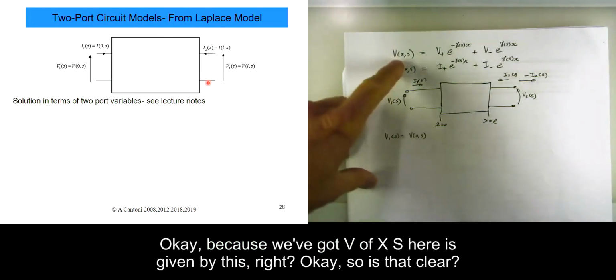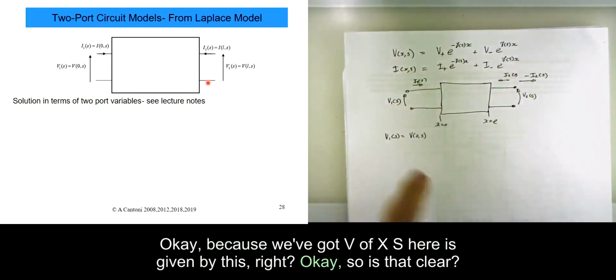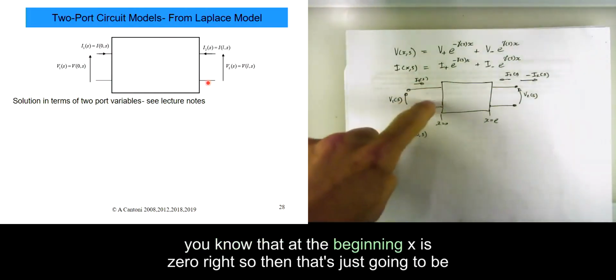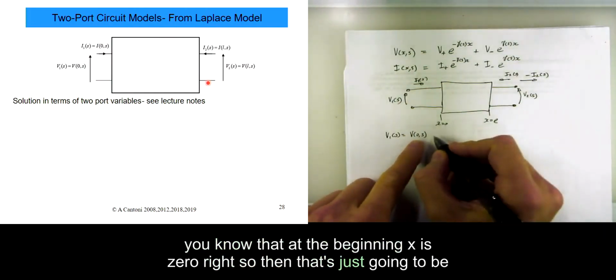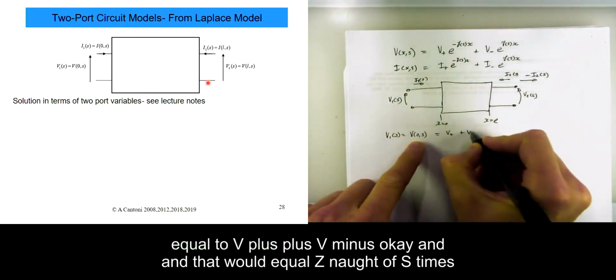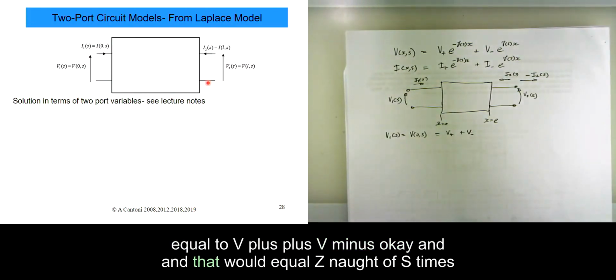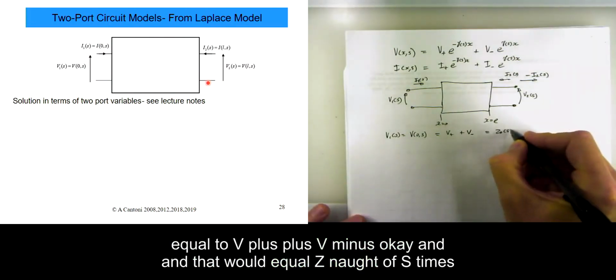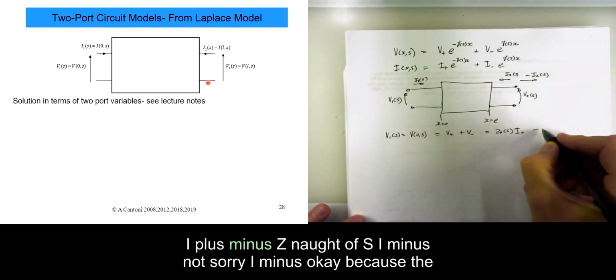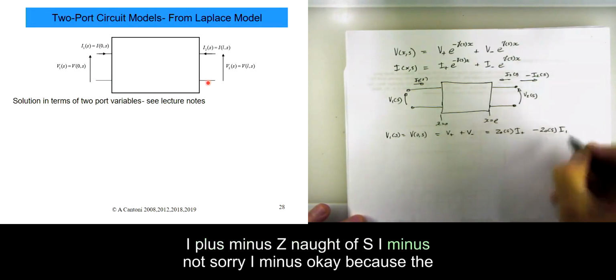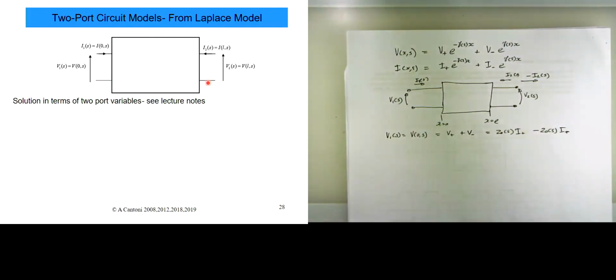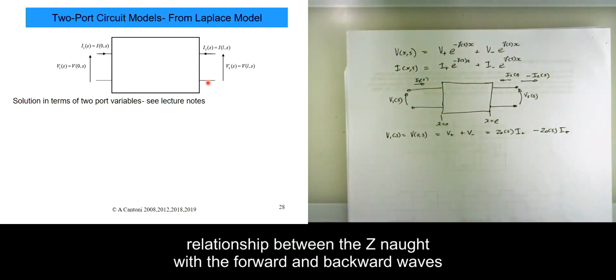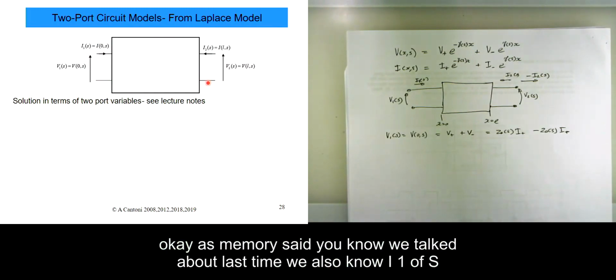Okay, because we've got V of x, s here is given by this, right? Is that clear? At the beginning, x is 0, so then that's just going to be equal to V plus V minus. And that would equal Z0 of s times I plus minus Z0 of s times I minus, because of the relationship between Z0 and the forward and backward waves, as we talked about last time.